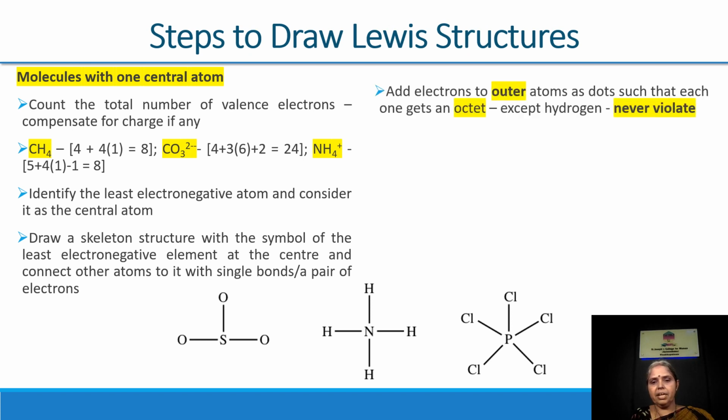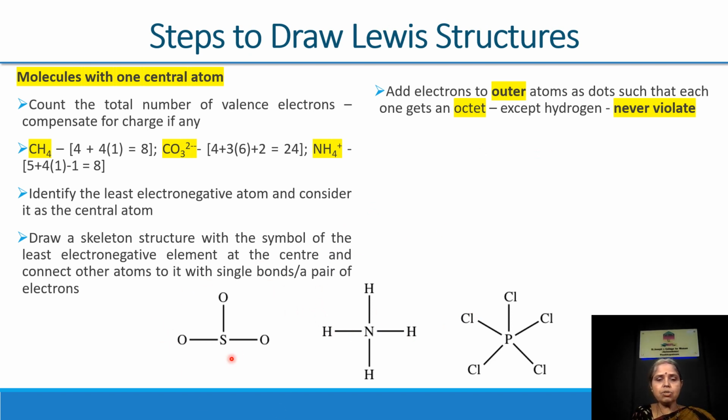Then let us see. Add electrons to outer atoms as dots such that each one gets an octet except hydrogen, which should get a pair only. Hydrogen can have only one pair. See, there is this rule you should never violate. This rule should never be violated. Means don't focus on the central atom at first. Focus only on the surrounding atoms or the outer atoms.